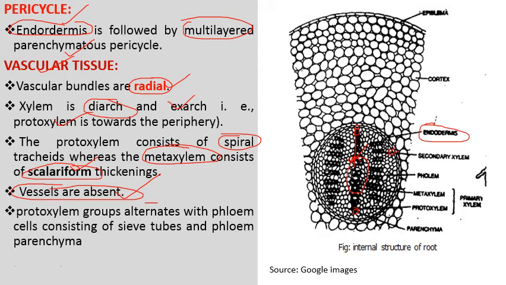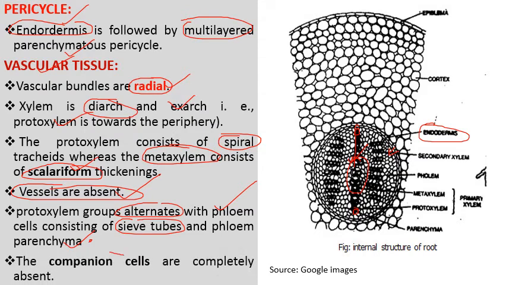Then the protoxylem group alternates with the phloem cells. The protoxylem alternates with the phloem cells, and the phloem consists of sieve tubes and phloem parenchyma, whereas companion cells are completely absent in Cycas.